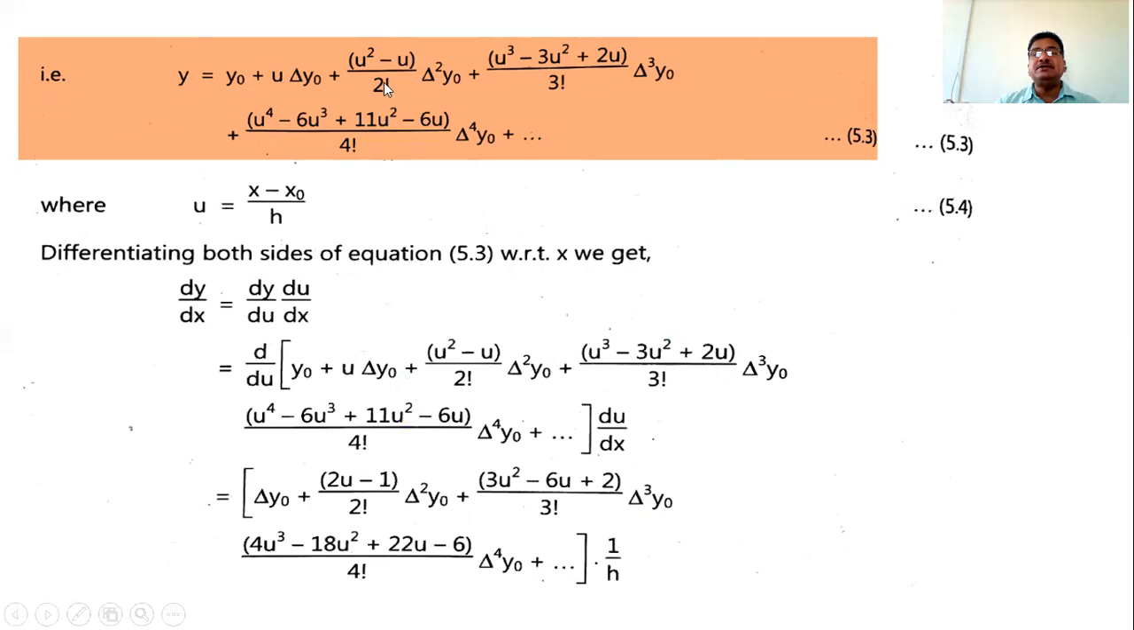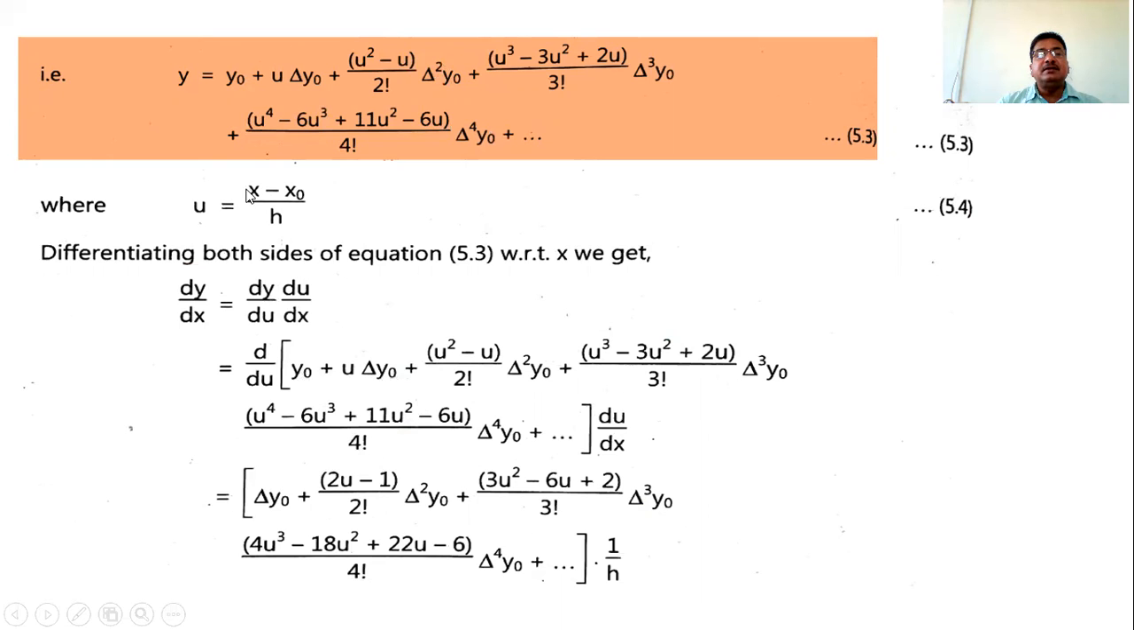Then differentiate this equation, 5.3, with respect to x. With respect to x, what is the derivative of y? It is dy by dx, and y is a function of u on the right-hand side, so by the chain rule, dy by dx is dy by du into du by dx. Substitute y as this value, so d by du of y is this value, into du by dx. du by dx means the derivative of u with respect to x.